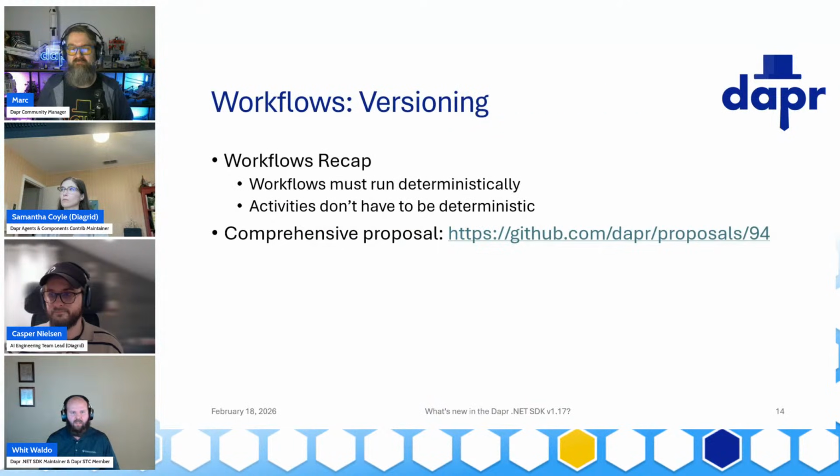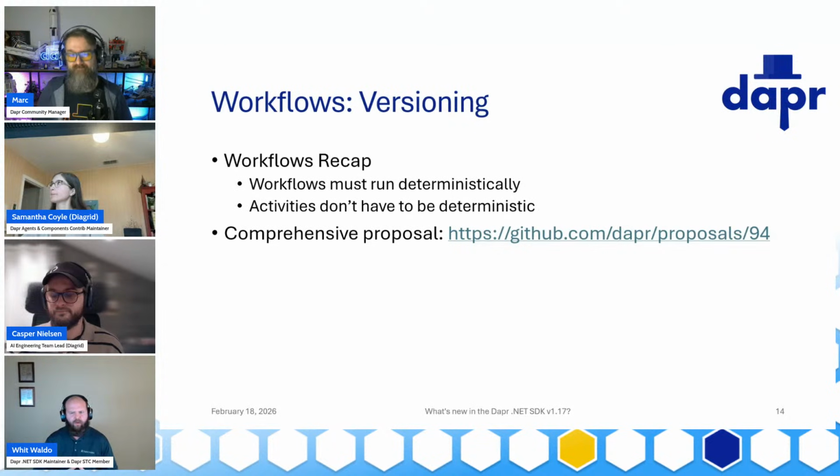So, workflow versioning. This is kind of the big idea for this release. A quick recap: because Dapr Workflows is implemented to use event sourcing, workflows must be written and run deterministically. Activities don't have to be. This is why activities have supported dependency injection in .NET, but workflows have not. So workflows require that you create a replay-safe logger from the workflow context itself, instead of being able to inject an ILogger for that purpose.